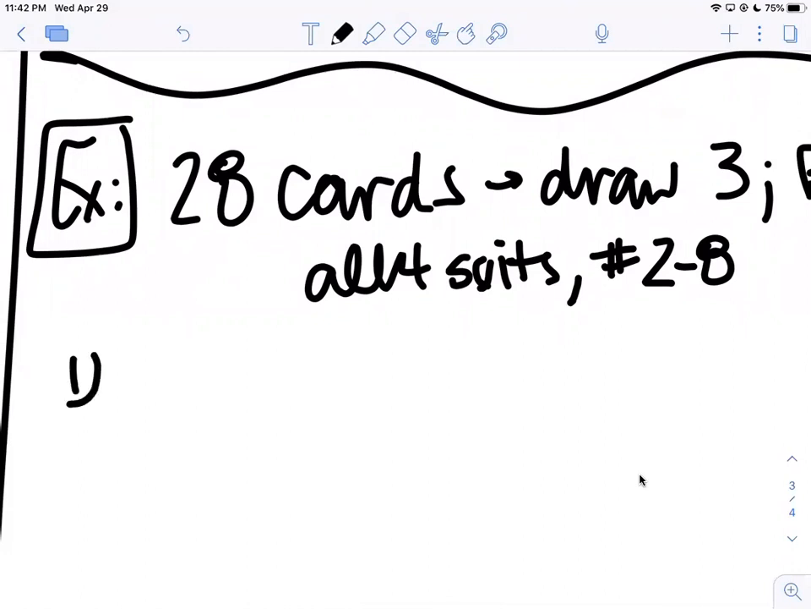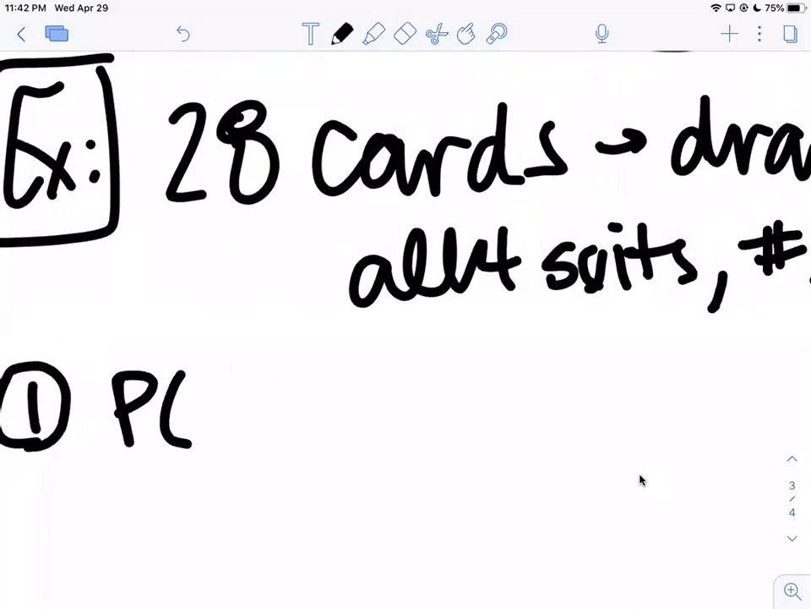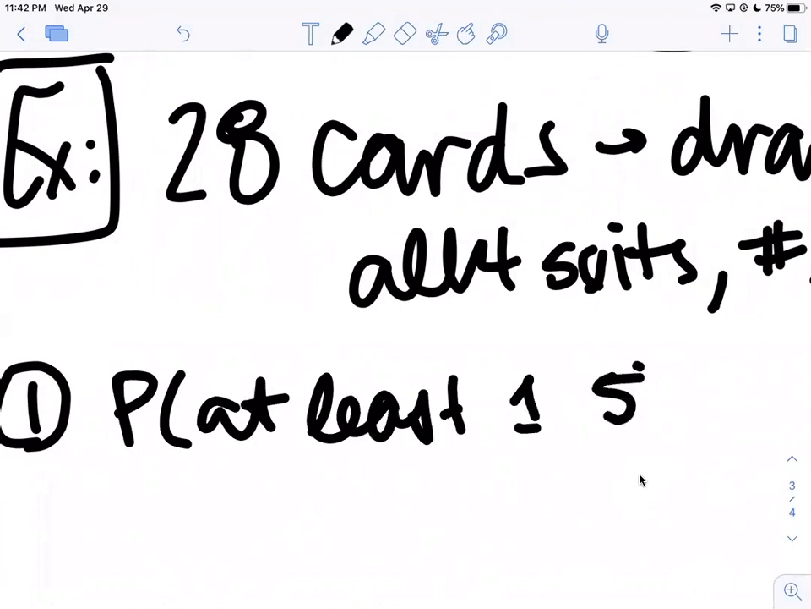So my first probability is going to be the probability that I'm going to have at least 1 five when I draw these cards. So probability of at least 1 five. Now, the dangerous words I said there are at least 1, at least. It doesn't say exactly 1, it doesn't say more than 1, it says at least. So we have a couple options here.